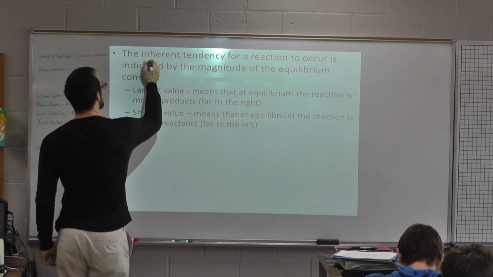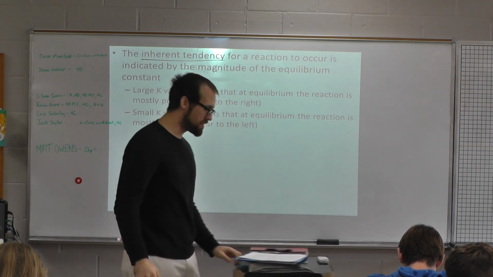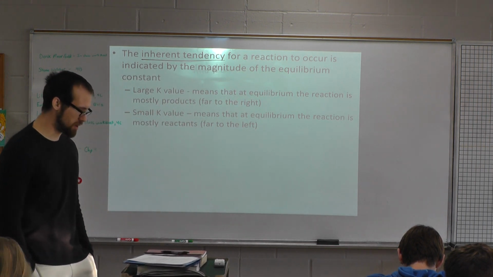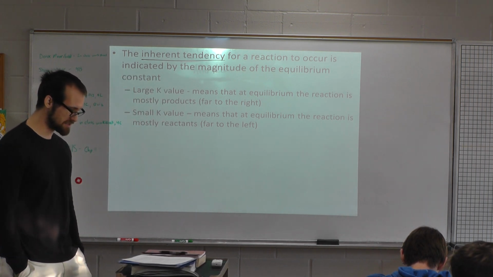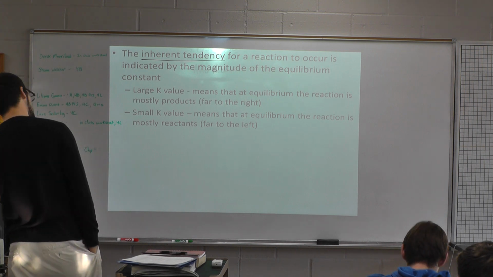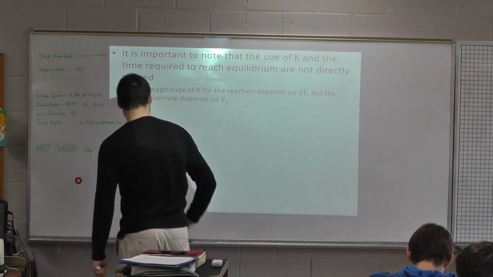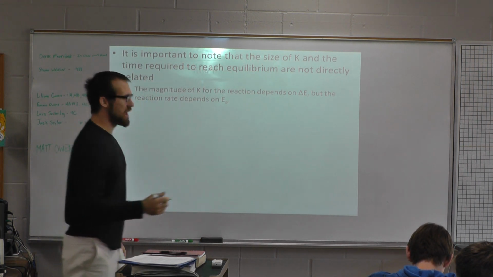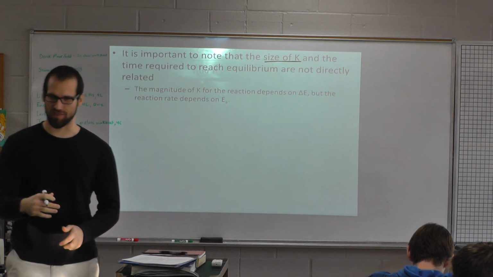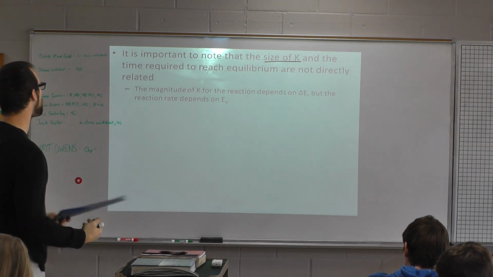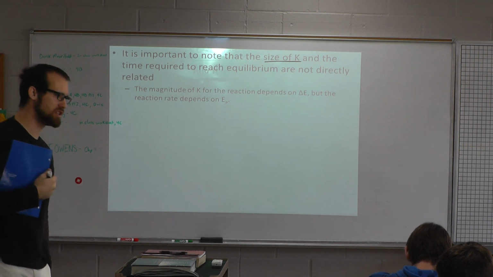The tendency of a reaction can be stated by the K value. Large K means equilibrium is going to be far right, or mostly products. A small K value means it's going to lie far left, or mostly reactants. Now, something that's really important: the size of K, really high meaning product favored, really low meaning reactants favored, does not tell you anything about how fast it's going to reach equilibrium.